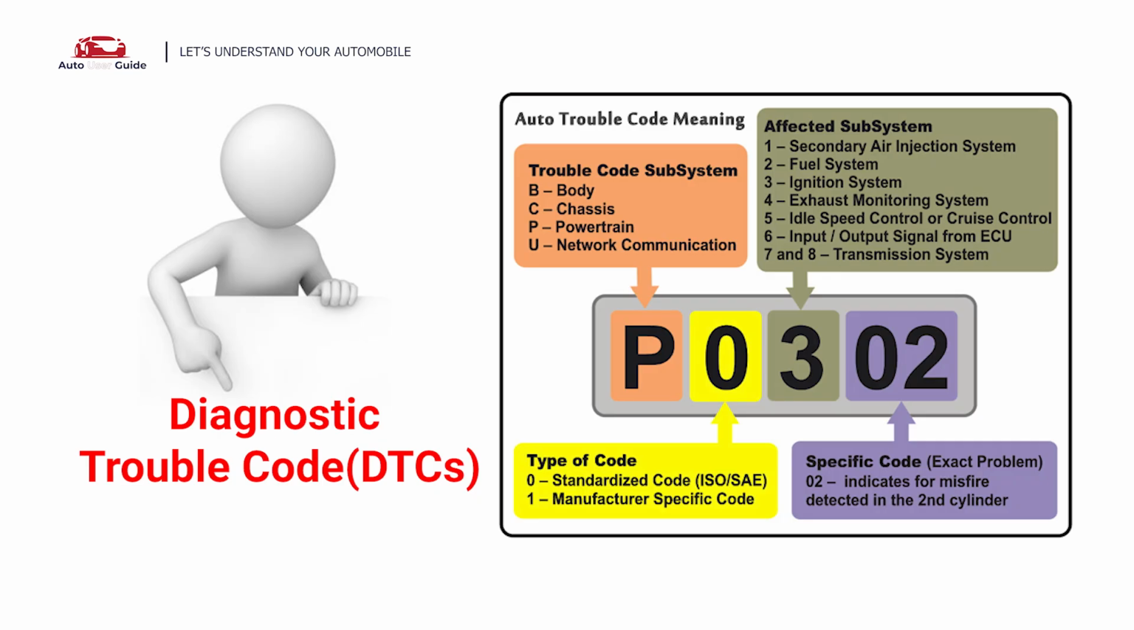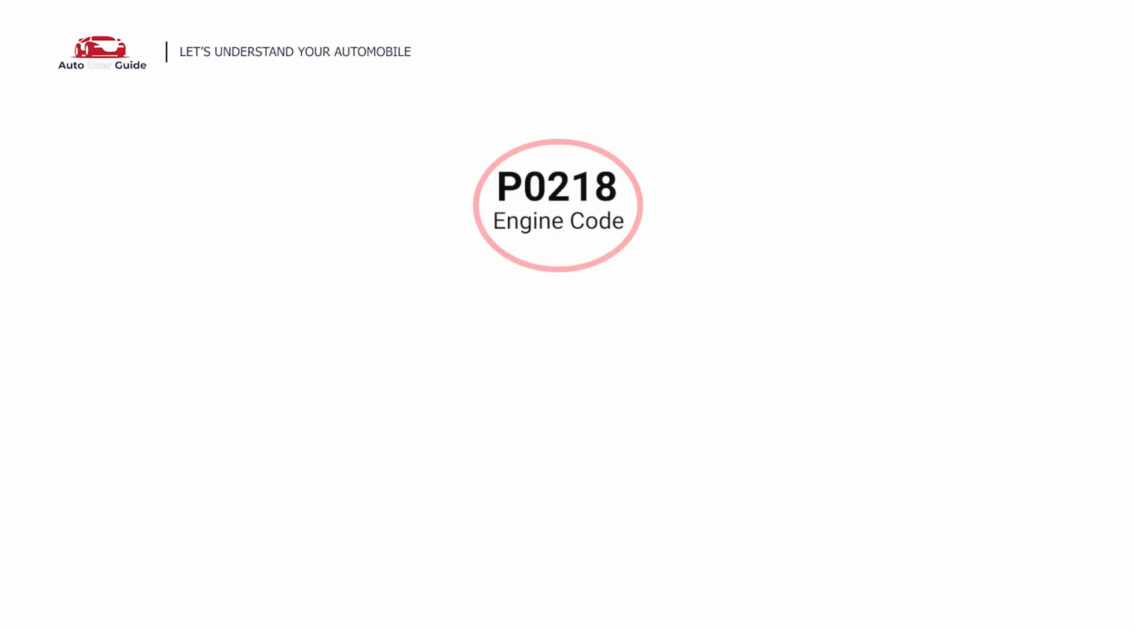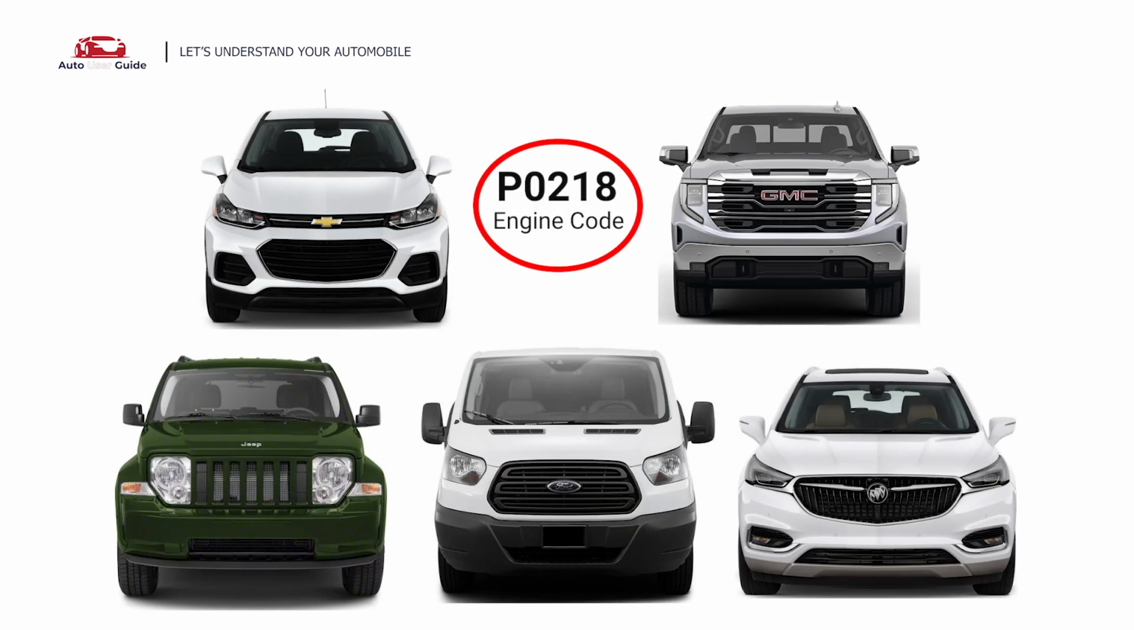Each DTC code corresponds to a specific issue in your vehicle. This error code occurs in any OBD2-equipped vehicles, especially those manufactured since 1996. It is commonly found in Chevy, GMC, Buick, Ford Transit, and Jeep Liberty models.